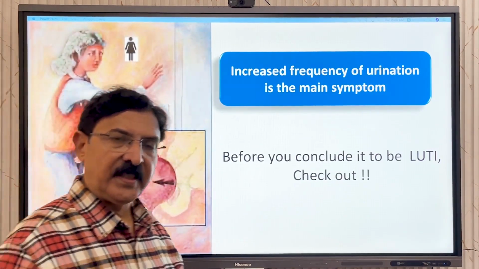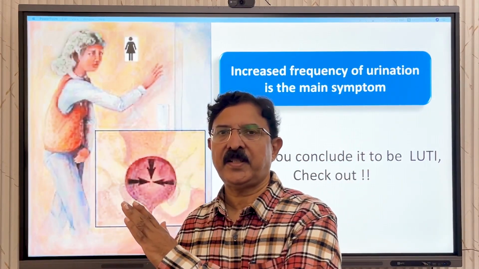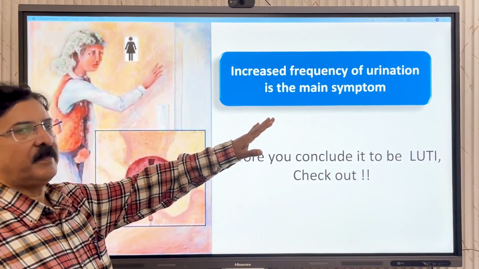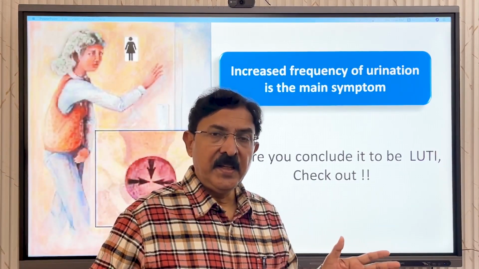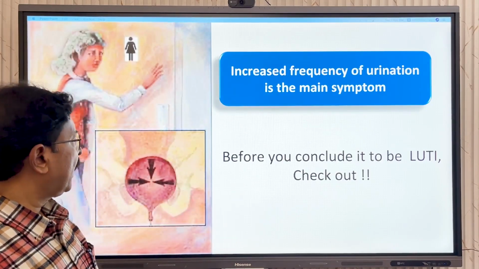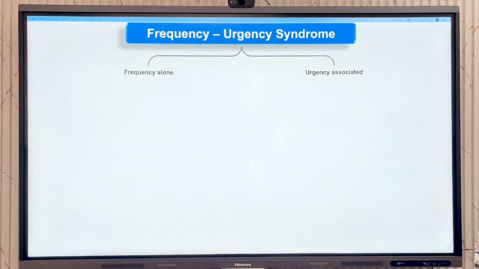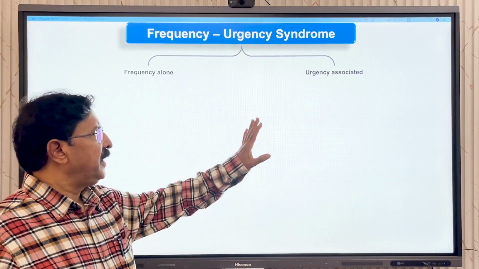So much for the history that you must take when the patient complains of painful urination, the first symptom that I said. The second symptom which I said is increased frequency of urination as the main symptom of the patient. Some burning, but she is passing urine too often in the day and in the night, and she thinks it is because of urinary tract infection. But here again, before you conclude, you check out whether the patient is having frequency alone or she's having it with urgency. I hope you know these two symptoms and you can ask the patient about it easily.